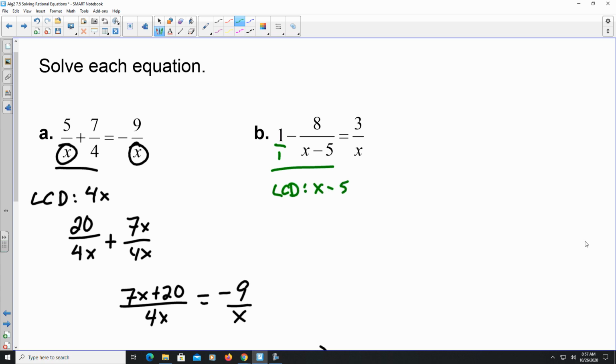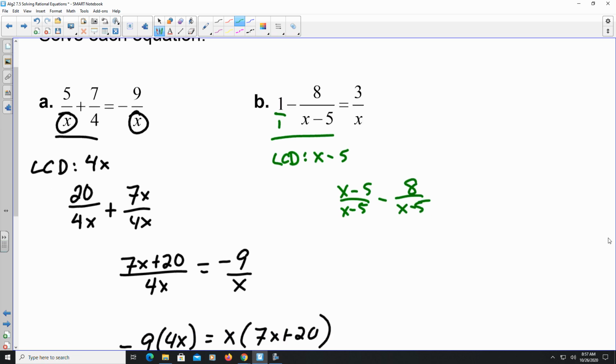So on the left-hand side, I get x minus 5 over x minus 5, because that's 1, minus, I didn't change anything here, so it's just going to be 8 over x minus 5. So I get my like terms, x minus, so this is going to be from negative 5 minus 8, so that's going to be what, minus 13, that's going to be over x minus 5, and this is going to be equal to 3 over x.